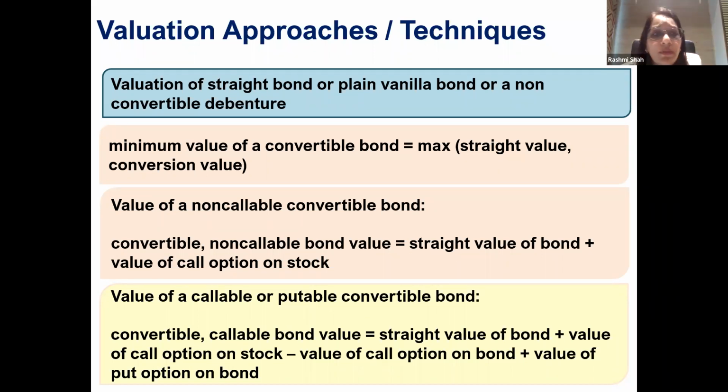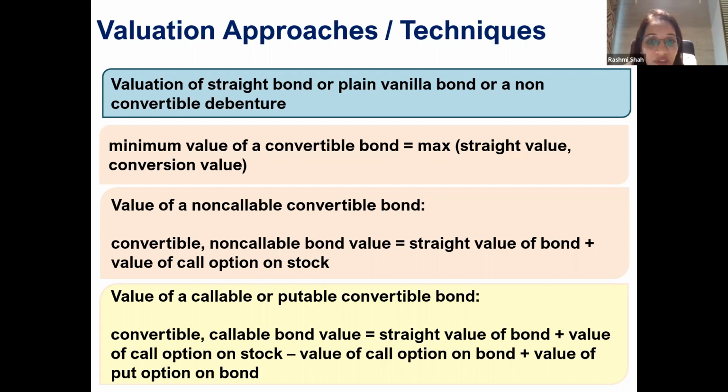But some convertible bonds are callable, which means that the issuer can call the bond prior to maturity. Now, if we are to incorporate this feature also in the above formula, then we have to adjust for the value of a call option on the bond.